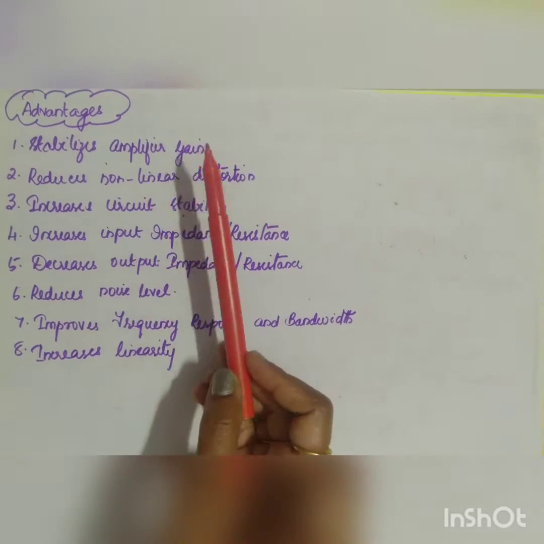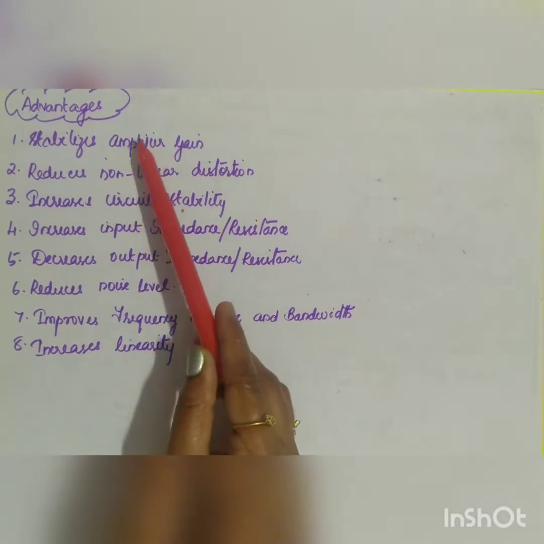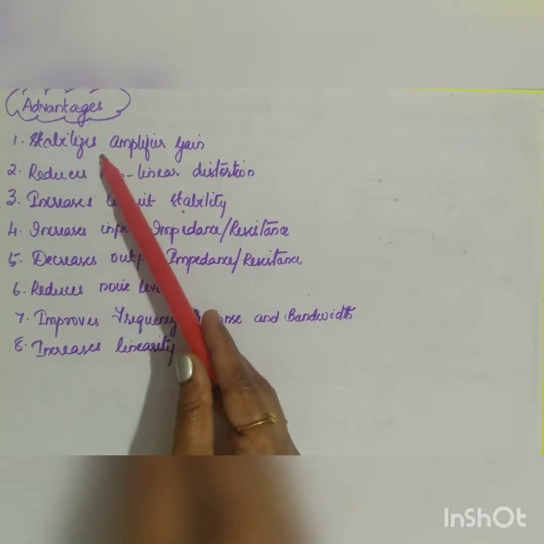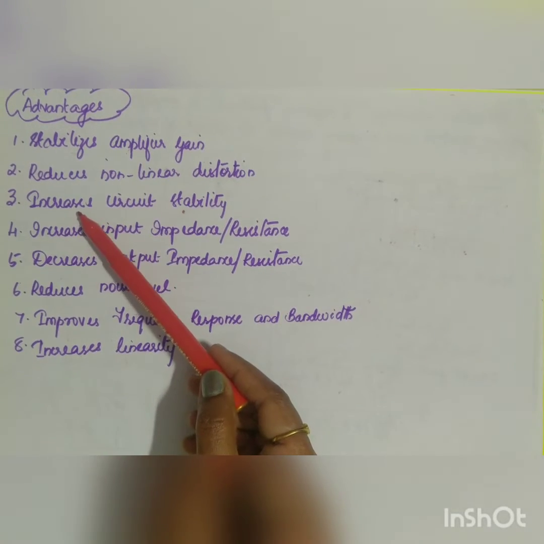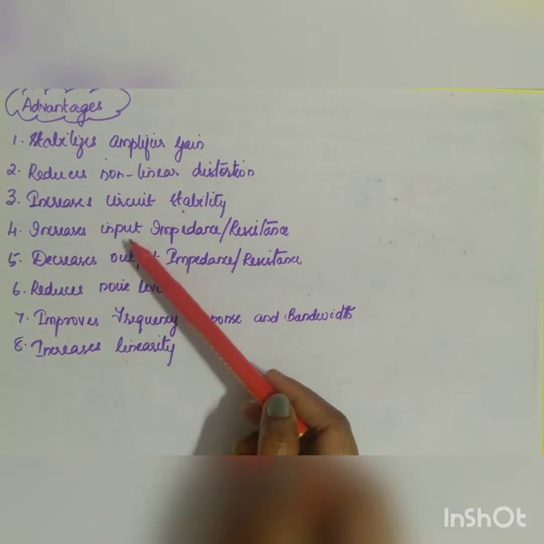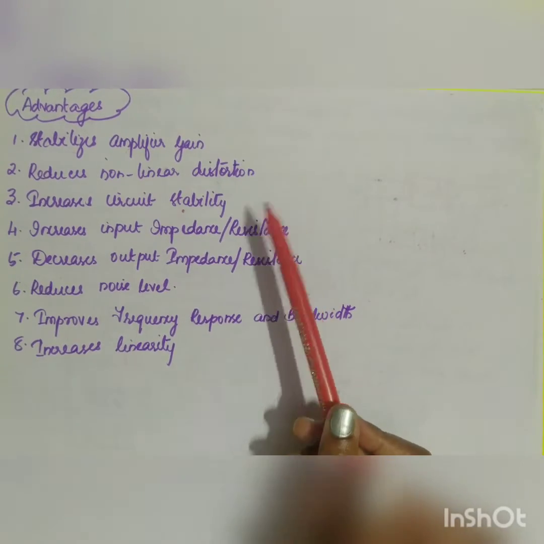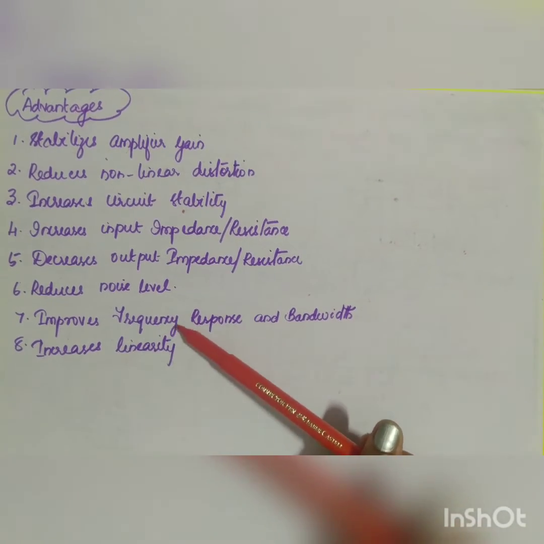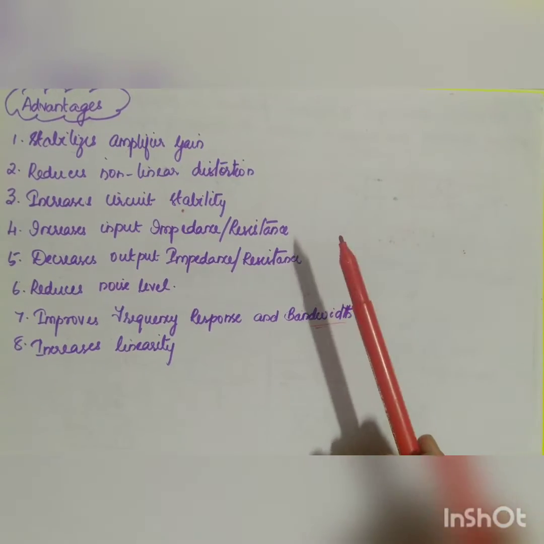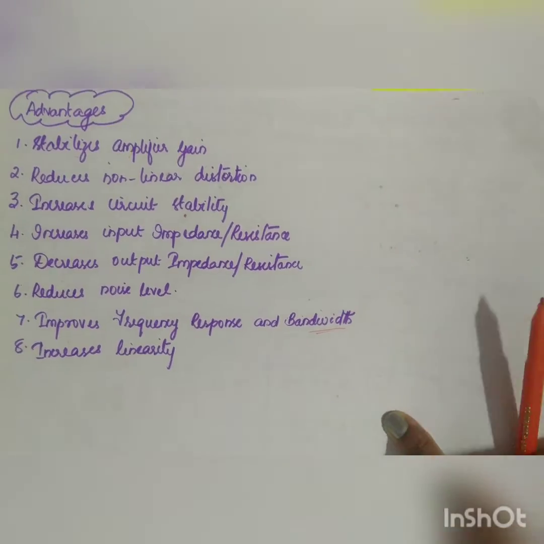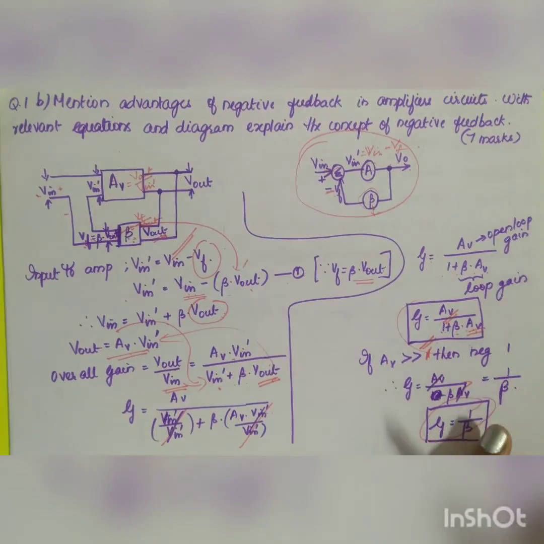Now what are the advantages of negative feedback? You can elaborate this and write. The main points are: it stabilizes the amplifier gain, reduces the nonlinear distortion, increases the circuit stability, increases the input impedance and resistance, decreases the output impedance and resistance, reduces the noise level, improves the frequency and bandwidth. Okay, it is very important. And it increases the linearity. So these are some of the important advantages which can be written. So for 7 marks, you can elaborate it and write it. Okay.